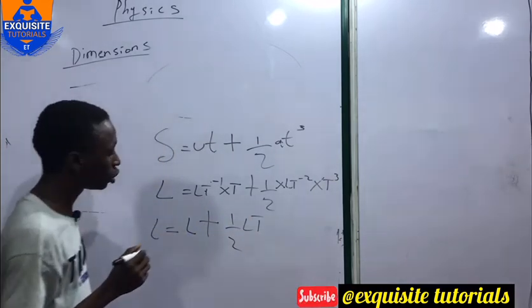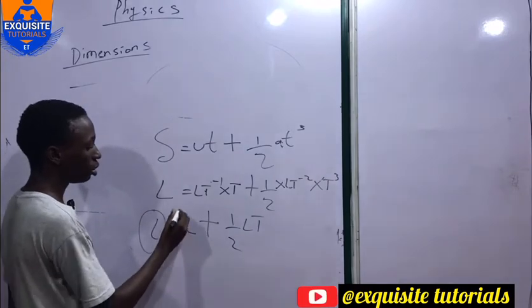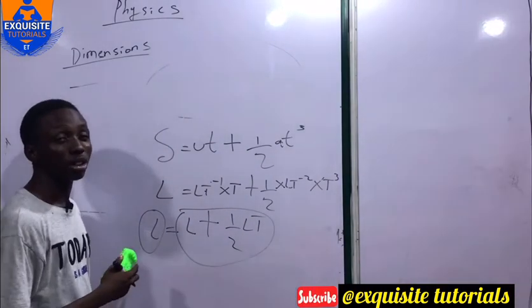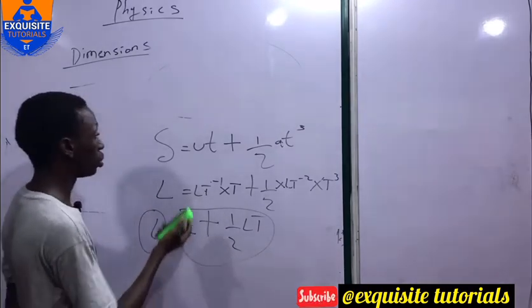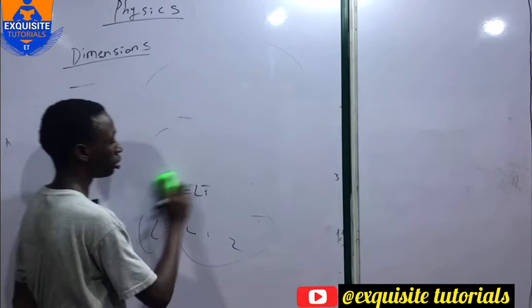So we can see that this equation is not dimensionally correct because the left hand side is not equal to the what? The right hand side. The left hand side of the equation is not equal to the right hand side of the equation. Okay, now let's test our equation.